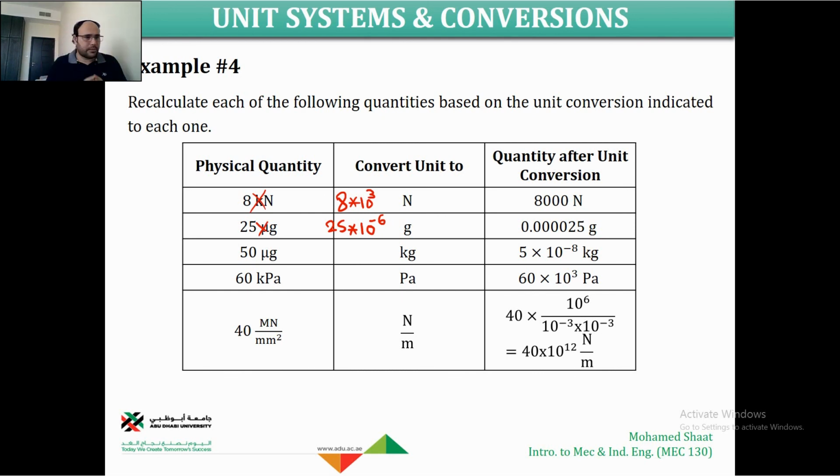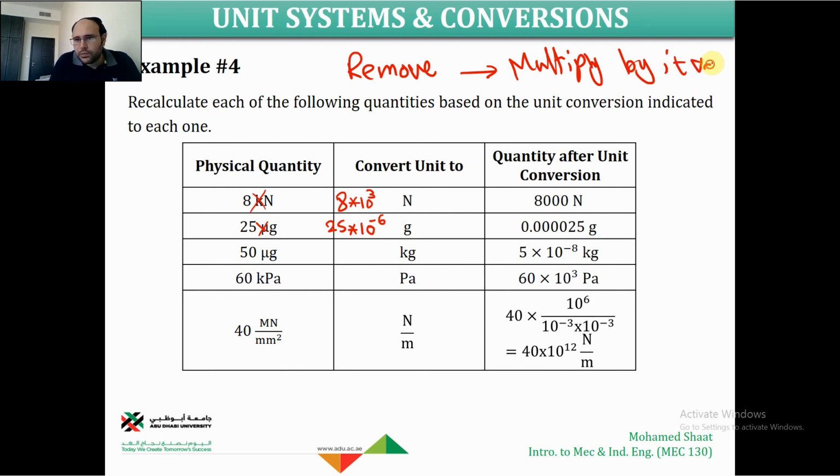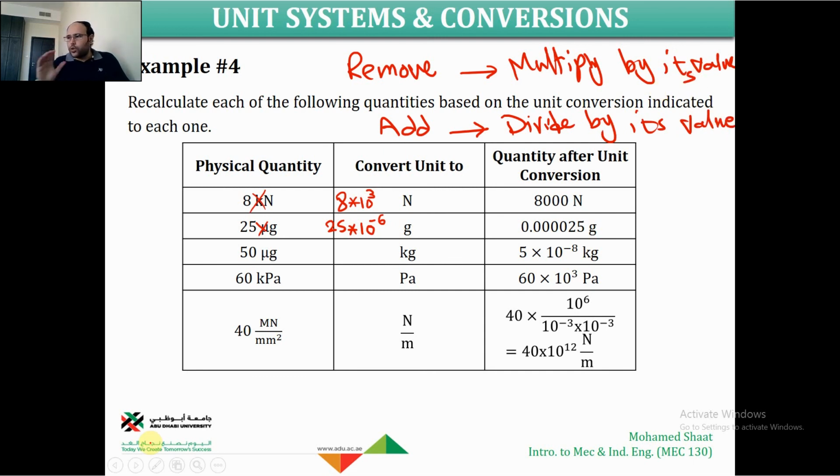Very simple. So again, to remove a prefix, you just multiply by its value. But to add a prefix, you just divide by its value. Very simple, right? So if you would like to remove or get rid of any prefix, multiply by its value; to add a prefix, divide by its value.